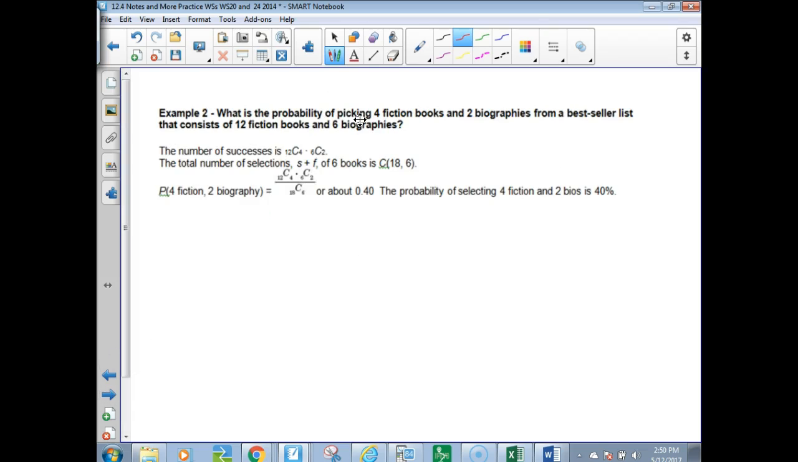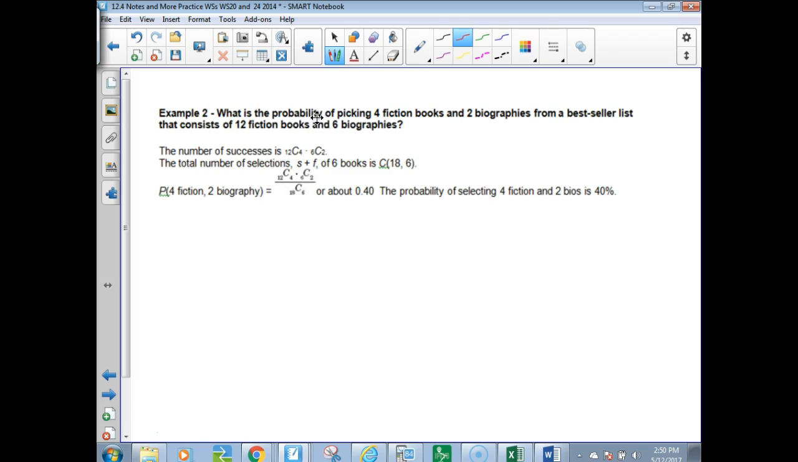What is the probability of picking 4 fiction books and 2 biographies from a bestseller list that consists of 12 fiction books and 6 biographies? The way you do that is the number of successes would be a combination of 4 fiction books out of 12 fiction books. So that's what the 12C4 comes from. Then you wanted to get 2 biographies out of the 6. So that'd be 6C2. That's where that came from.